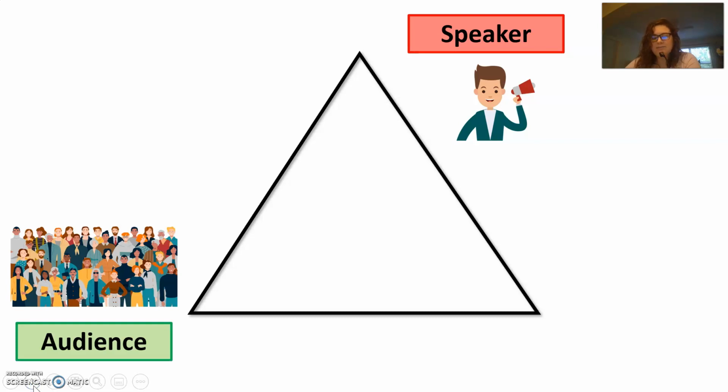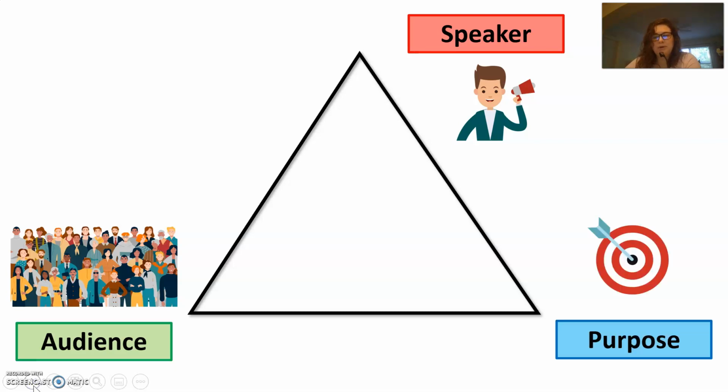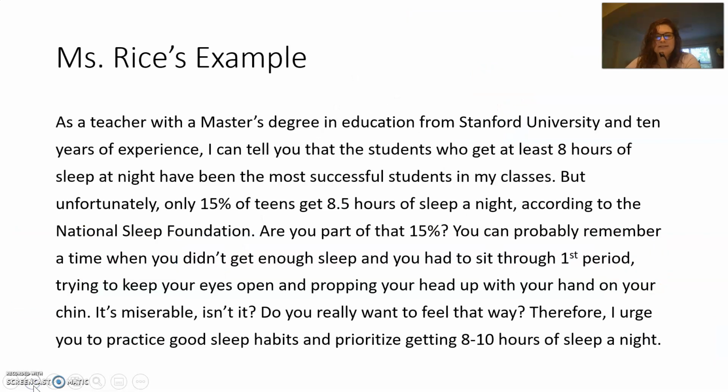The audience, and we can see audience connected to pathos because the audience is the one that feels the strong emotions. And then the purpose. We can see purpose connected to logos because that's the way they're using logic and evidence and reasoning to support their claim. And then we would see the message, what they're actually saying, what they want to convince you of, in the middle.